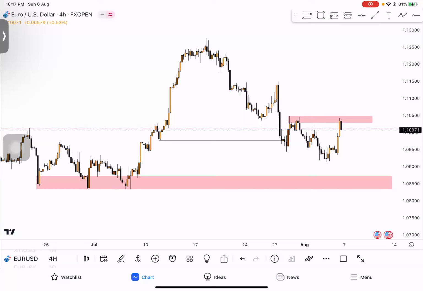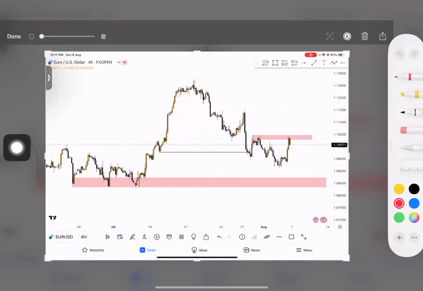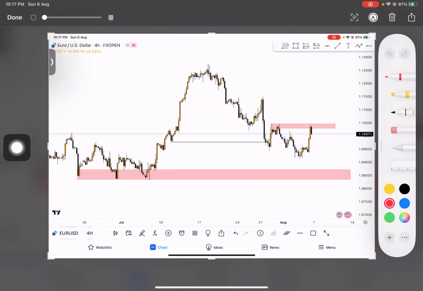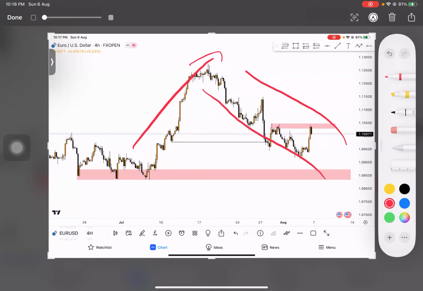What is the difference between change of character and break of structure? If there's an uptrend, for example, right now, what trend is EU on? EU is pulling back. This is for the uptrend, and right now it is pulling back for the buy.